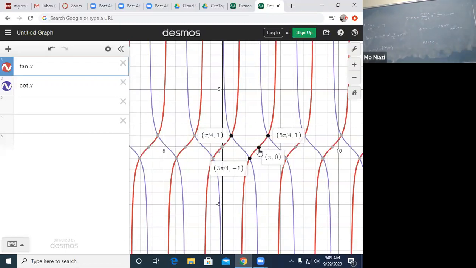Right? What is the period? It's the amount of horizontal translation it takes for it to repeat. And you'll notice that the distance from this vertical asymptote here to this vertical asymptote here is pi. So the period is pi. The range is from... okay. Let's see if there's anything else here.